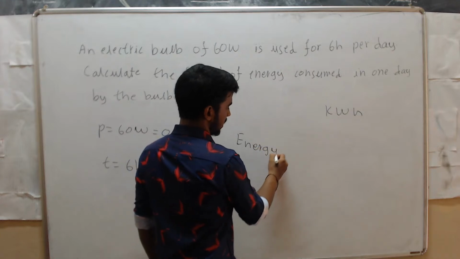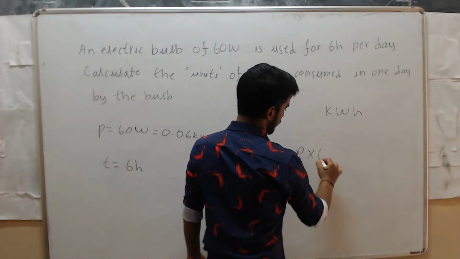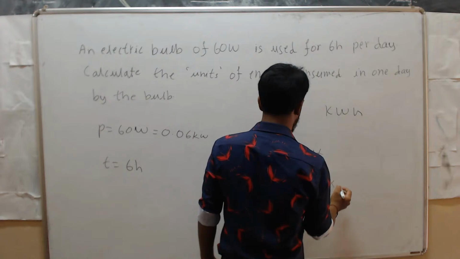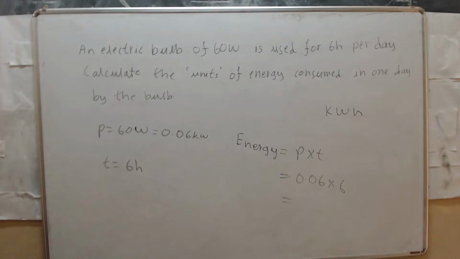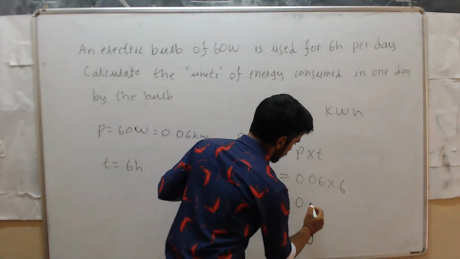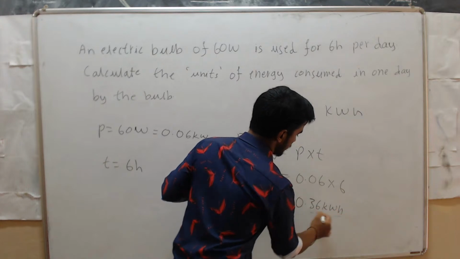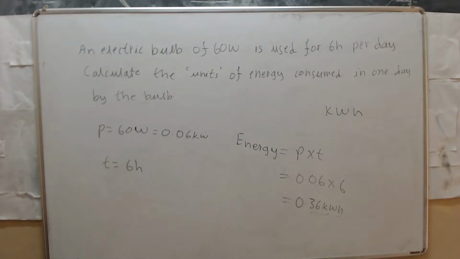So energy is equal to work done, which means energy is equal to power into time. What is power? 0.06 into 6, that is 0.36 kilowatt hour. Or we can write 0.36 units also.